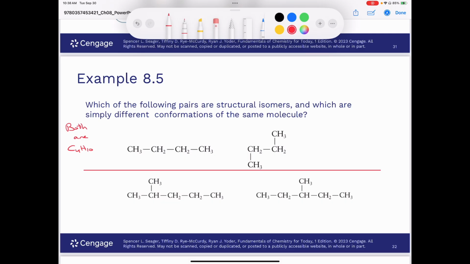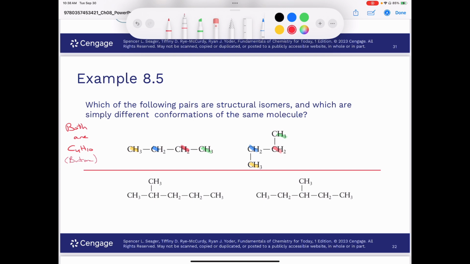And the question is, are these two molecules structural isomers, or are they just different conformations of the same molecule? Well, you can clearly see that it's the same molecule because they have the same bonding pattern, right? We have CH3 attached to a CH2, attached to a CH2, attached to a CH3. So they are both the same molecule. In fact, they're both butane. So the name of this molecule is butane.